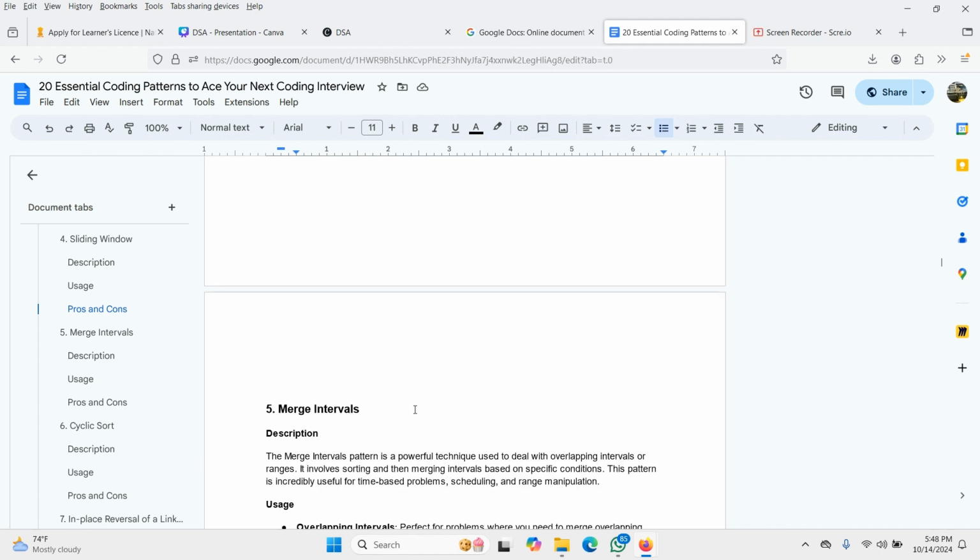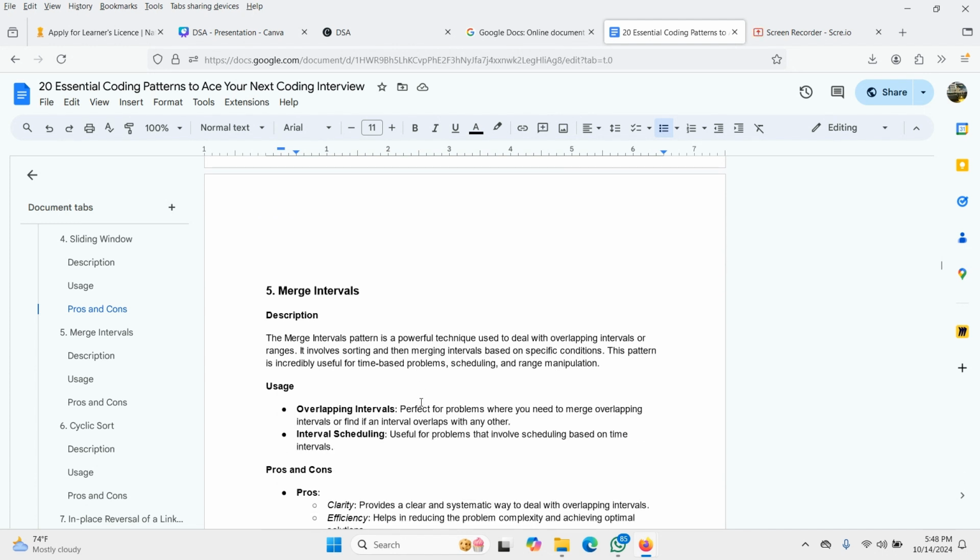And our next approach, and that is the last for today's session, is the merge interval problem. That is the merge interval coding design pattern. The merge interval coding design pattern is a powerful technique that we use when we have overlapping intervals or ranges: sorting the intervals and then merging them on specific conditions. This pattern is incredibly useful for time-based problems, scheduling, or range manipulation.